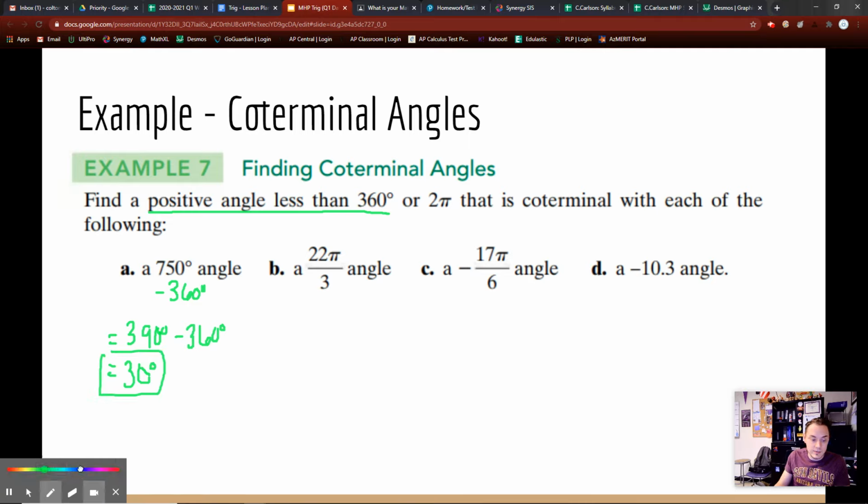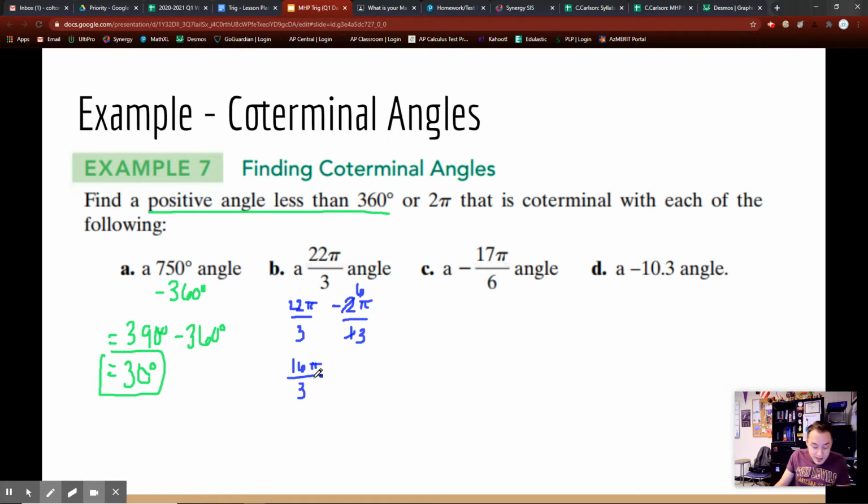Perfect. Next one, 22 pi all over 3. I'm going to take 22 pi all over 3 and subtract 2 pi. So 1 times 3 gives me 3, times 3 gives me 6. 22 minus 6 is going to be 16 pi, 16 pi all over 3.